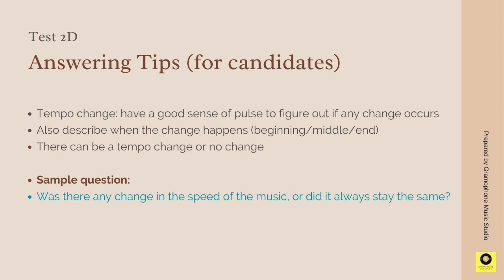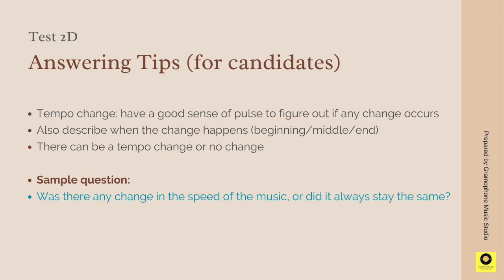Moving on to tempo change. This is a compulsory question for grade 2. You have to have a good sense of pulse to figure out if any change occurs, and also describe when the change happens. Is it in the beginning, middle, or at the end? There can be a tempo change or no change.